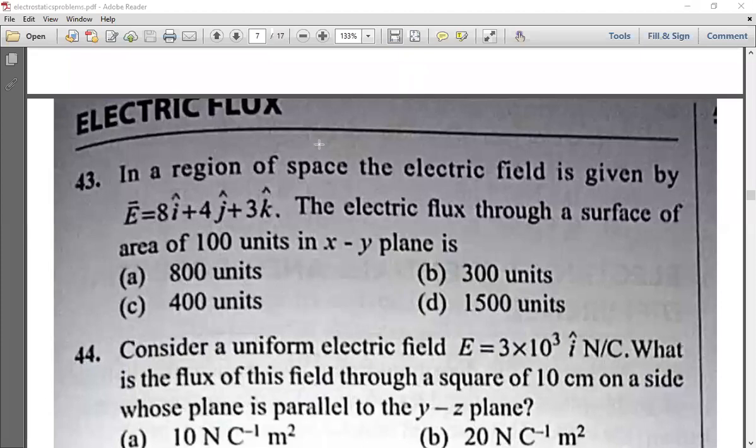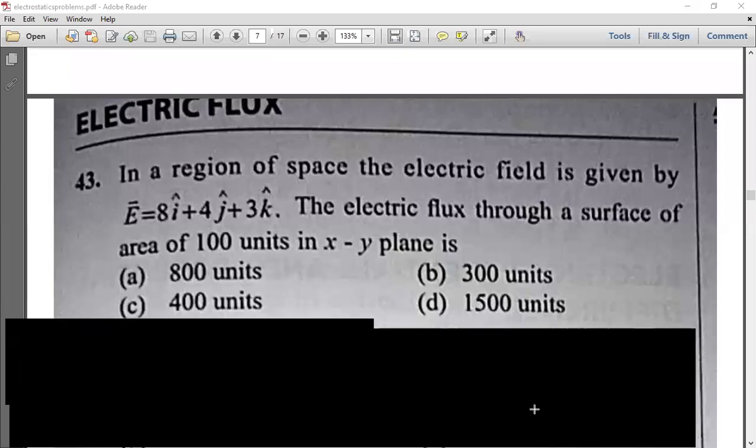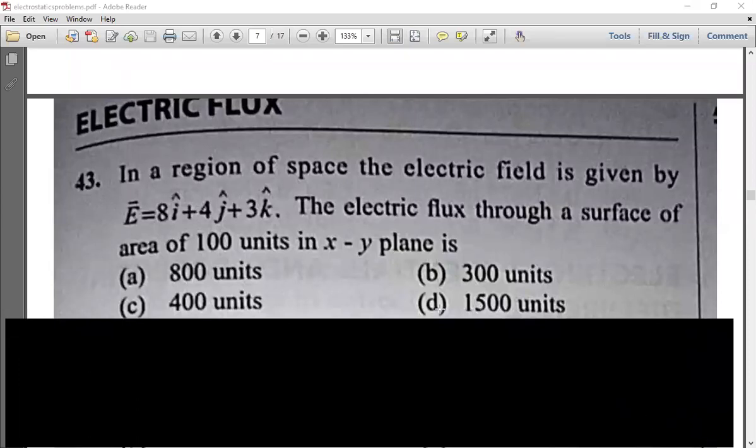Yesterday's class we finished the electric field problems also. Now this is based on electric flux. What is the topic? Electric flux. So let's solve these problems. See question 43.